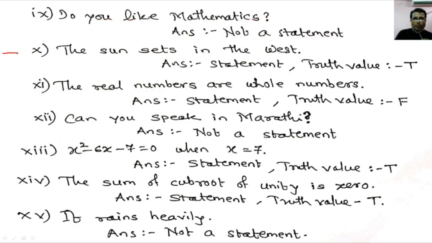Next, question number 10: the sun sets in the west. We know that it is true, the sun always sets in the west, therefore it is a logical statement. Next, question number 11: the real numbers are whole numbers. We know that every real number is not a whole number, meaning the given statement is false. As it has a fixed truth value, therefore it is a statement.